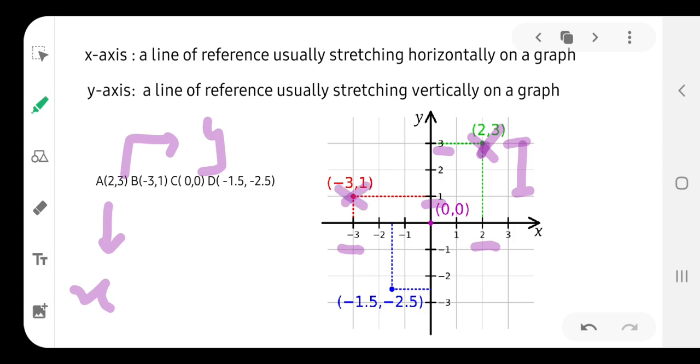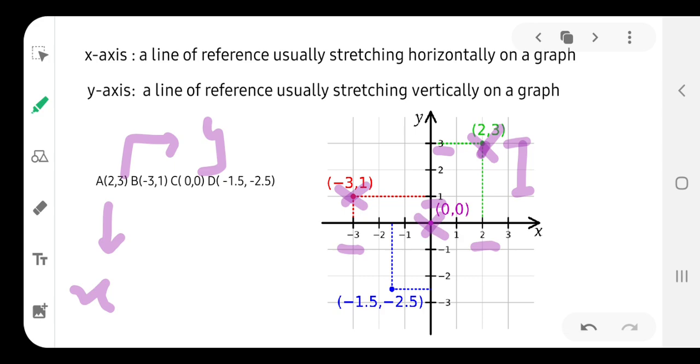Now the third ordered pair is (0, 0). I have told you earlier that the origin is also (0, 0) because at that point x is 0 and y is also 0. So this point will lie over here.